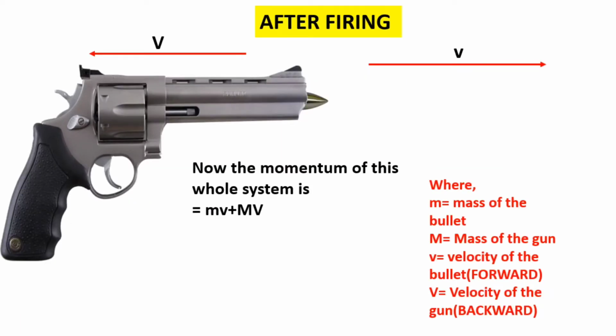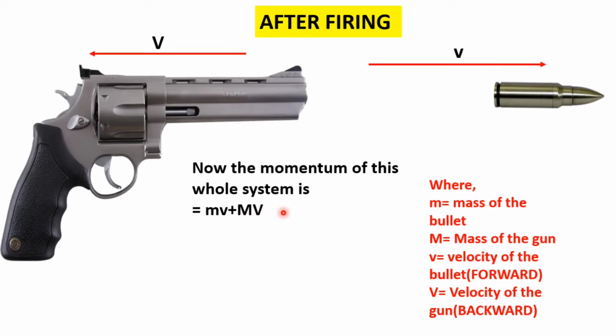Here you can see firing occurred. After the firing, what happened? The bullet moves in this direction with small v velocity and it will exert a force in the opposite direction on the gun. So the capital V is the velocity of this gun. So after the firing, the momentum of this whole system will be small m multiplied by small v, which is the momentum of the bullet, plus the momentum of the gun, that is capital M multiplied by capital V.